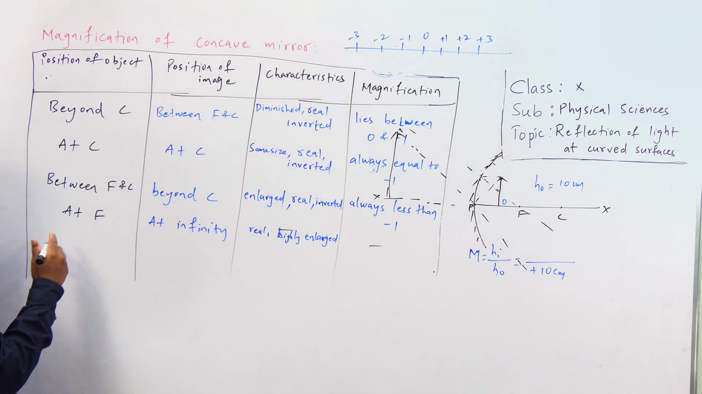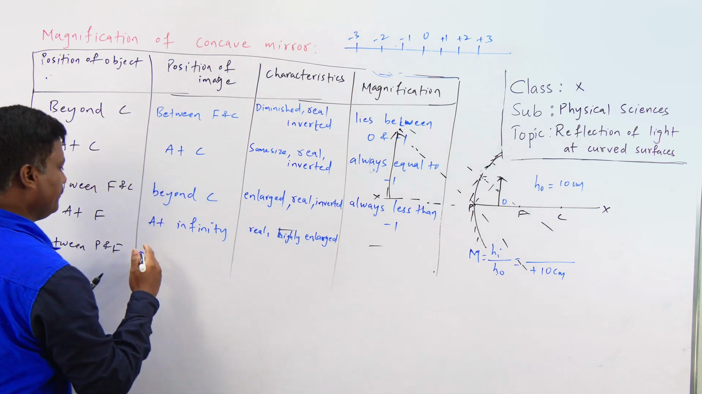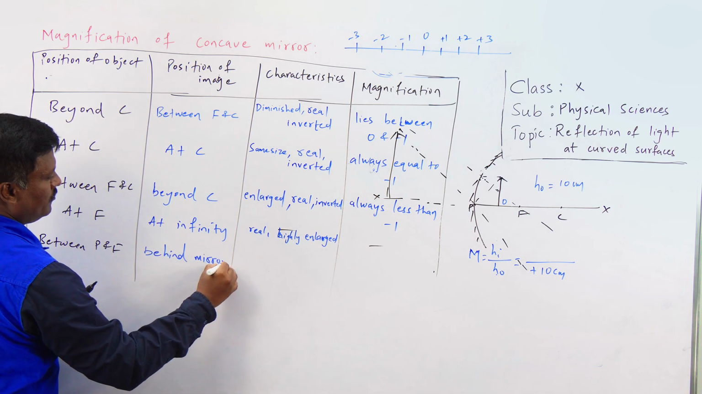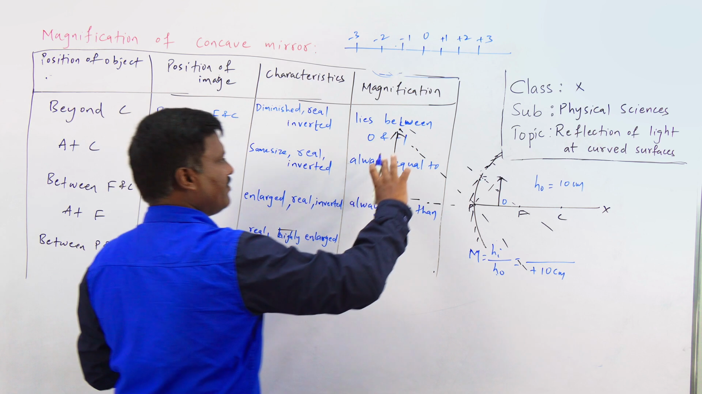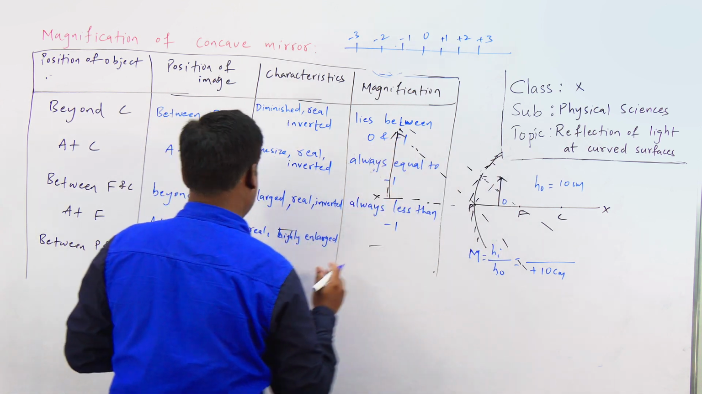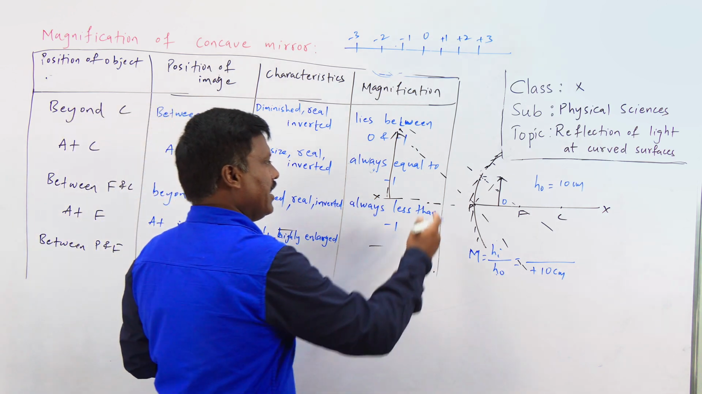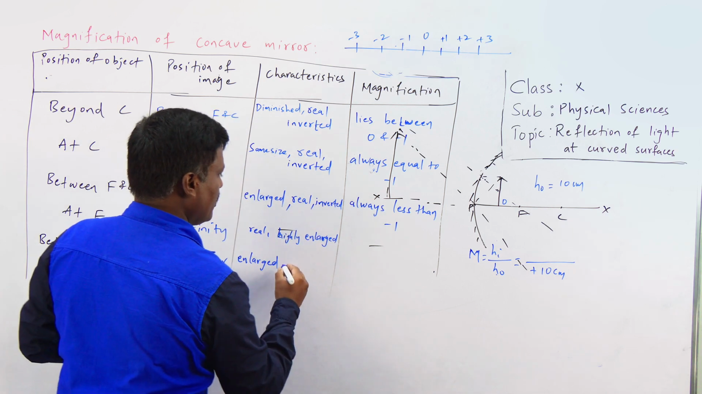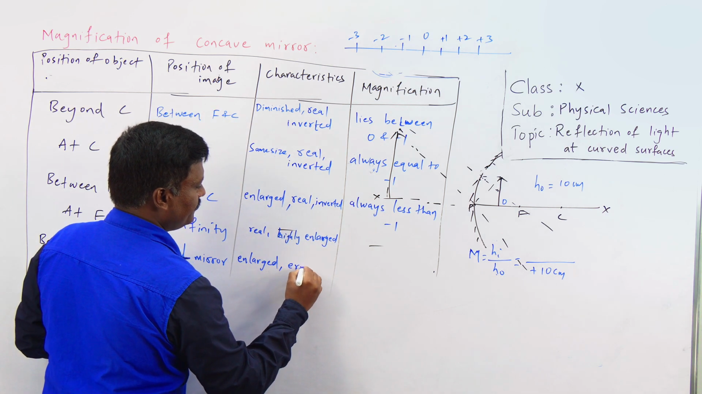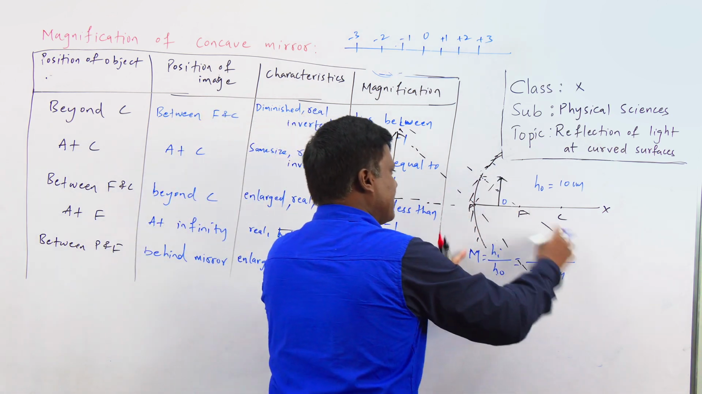When the object is between pole and focus, where does the image form? Behind the mirror. What are the characteristics of this image? You see the size of the object and the size of the image. The image is very big, enlarged. This is formed upward of the principal axis, so erect, and this is formed due to the diverging of the light rays.